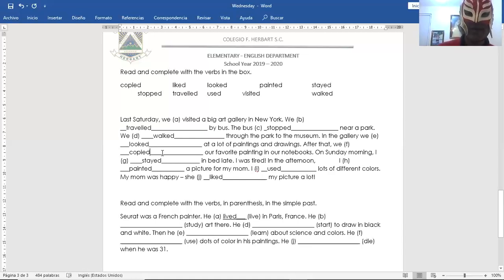All right, so right there you have this exercise. Let's read it, okay?